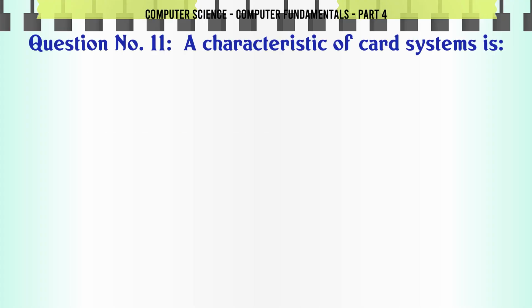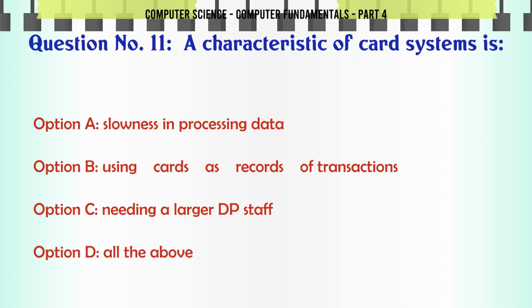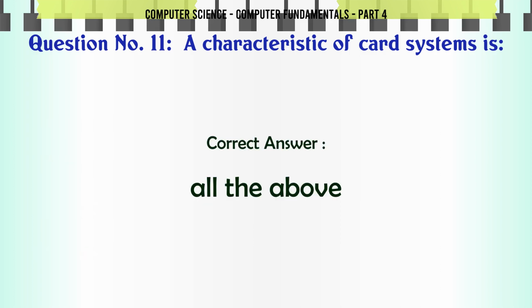A characteristic of card systems is A. Slowness in processing data, B. Using cards as records of transactions, C. Needing a larger DP staff, D. All the above. The correct answer is all the above.